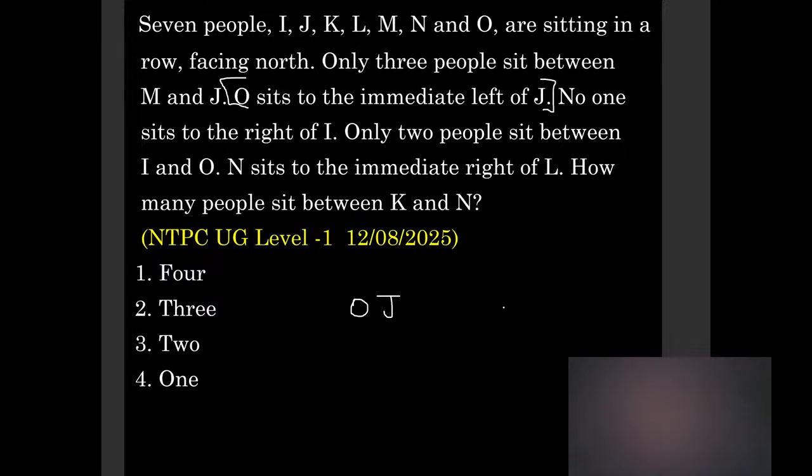Okay, next we can go to the first one. Only three people sit between M and J. So here also we cannot exactly place M and J. Actually, there are two cases. We can check those two cases.